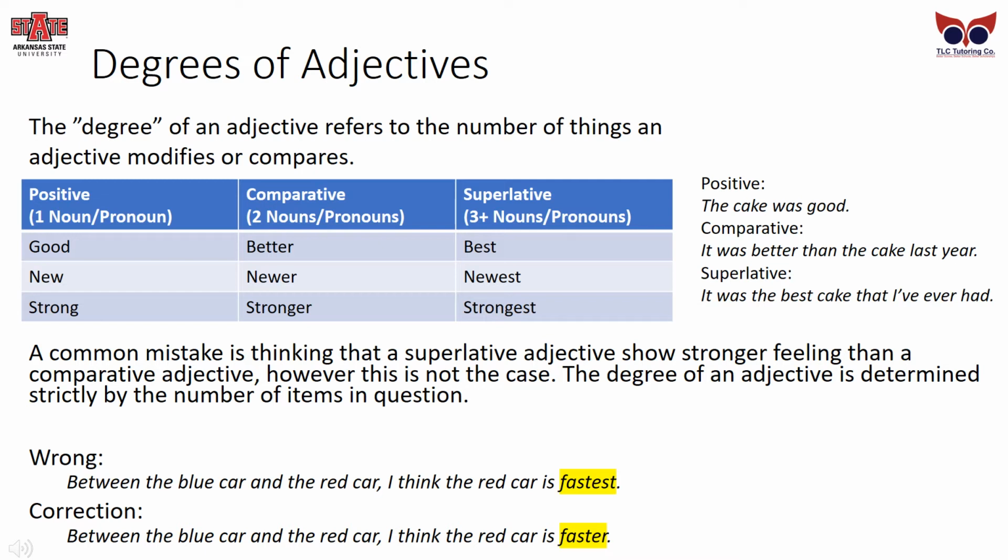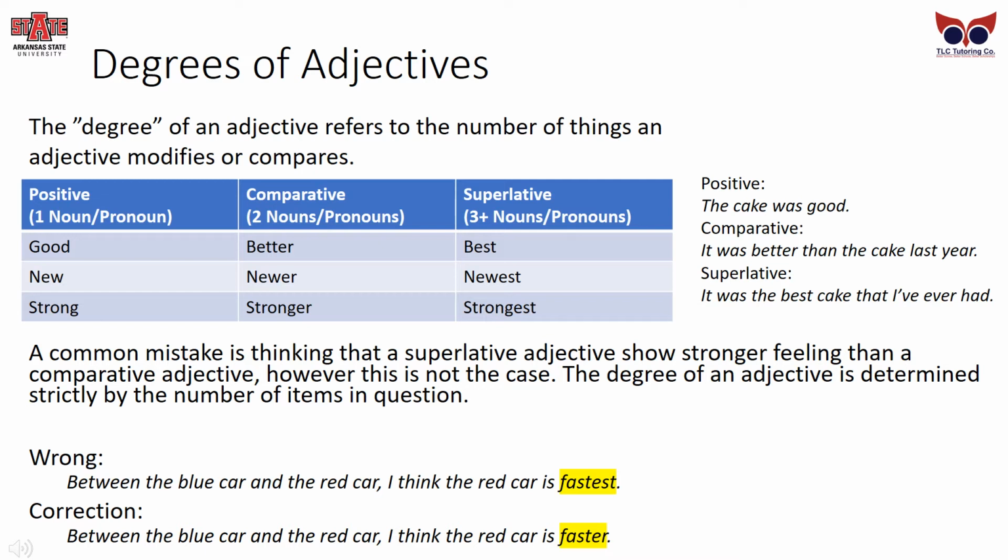You'll notice in the example, the positive form says the cake was good. The comparative form says it was better than the cake last year. The superlative form says it was the best cake that I've ever eaten.